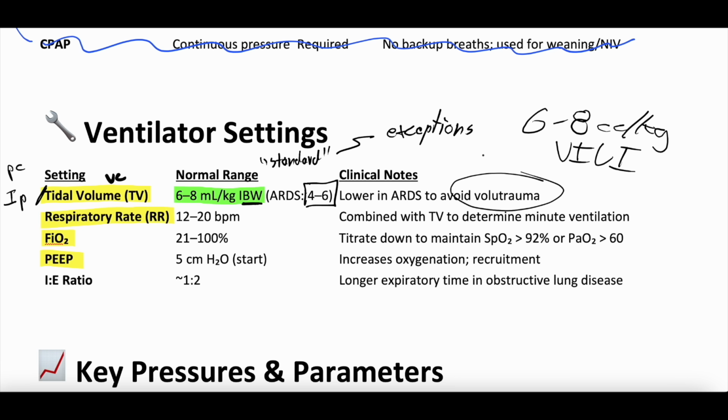So 6 to 8 cc's per kg of ideal body weight is a good starting point. If you think about a normal-ish sized human, you can usually get away with 400 to 500, depending on how tall they are, in that 6 to 8 cc's per kg range.